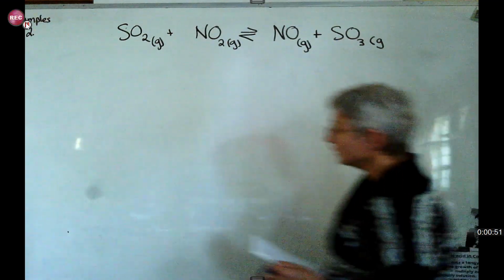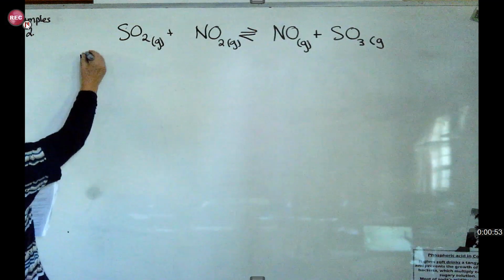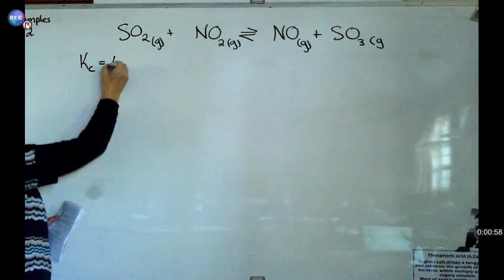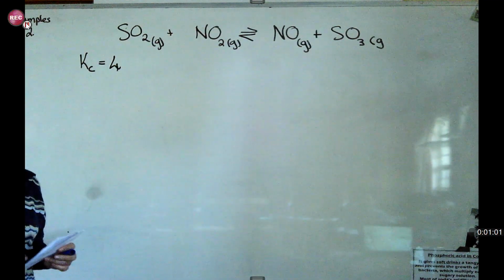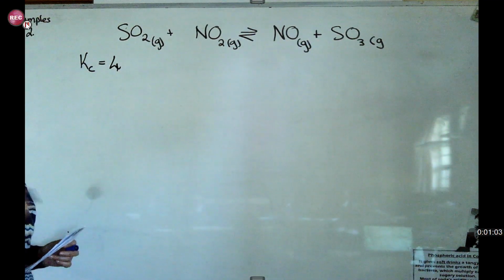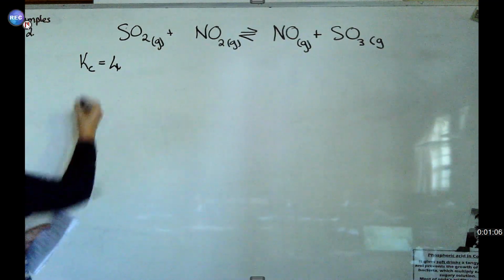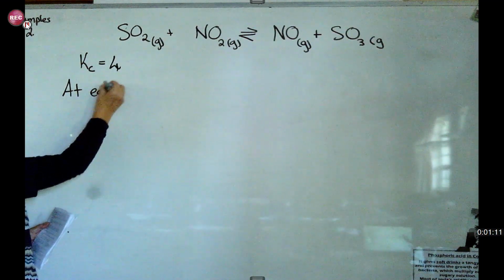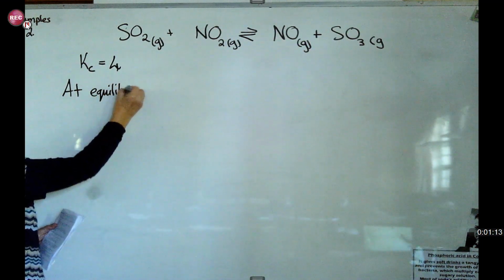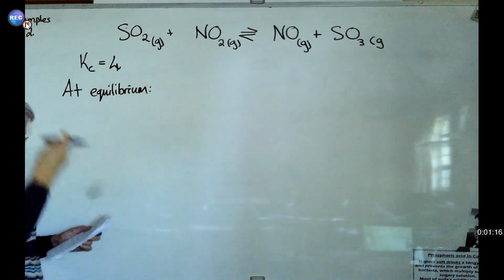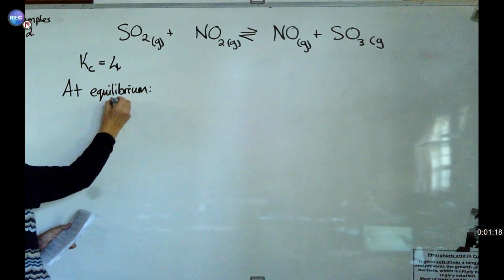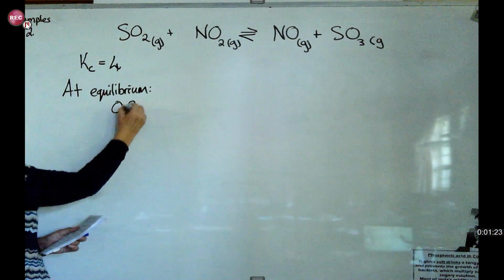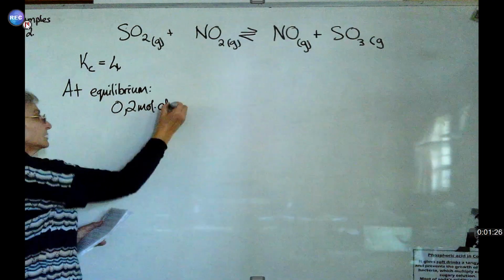So what do they give us? They give us the Kc value, which is 4, and they give us the equilibrium concentrations. At equilibrium, what do they give us? The concentration of sulfur dioxide is 0.2 mole per cubic decimeter.